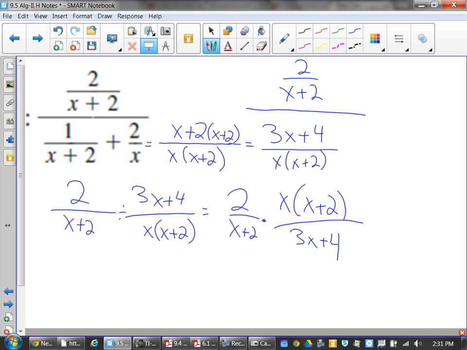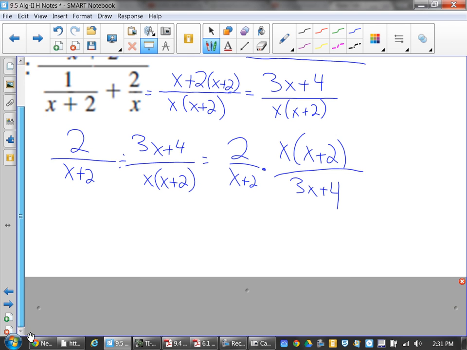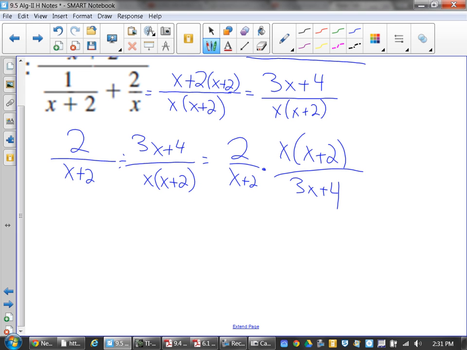What happens? The x plus 2's can drop out. Your x plus 2's wind up dropping out. I think this is the easiest thing you showed us all day. It's not that bad. No, there's a plus sign, don't do it. That's right. You lied to me.